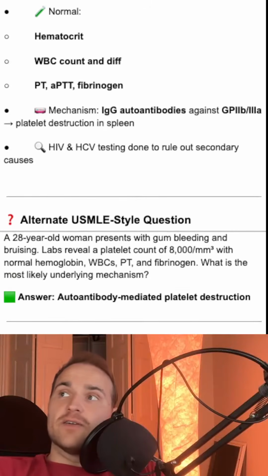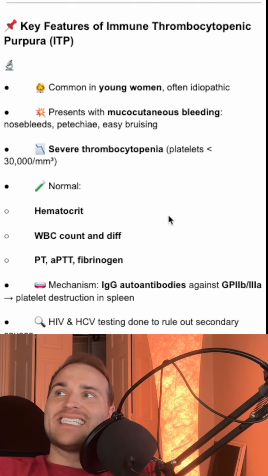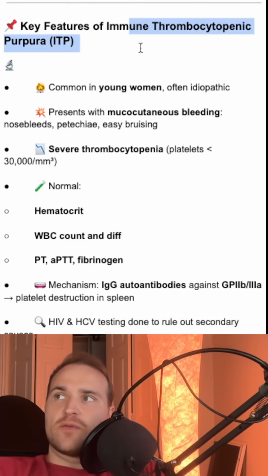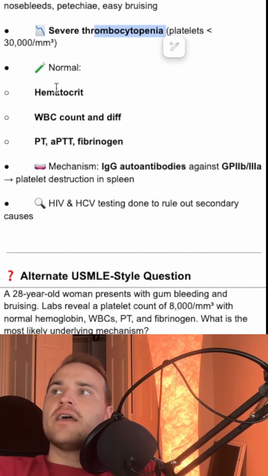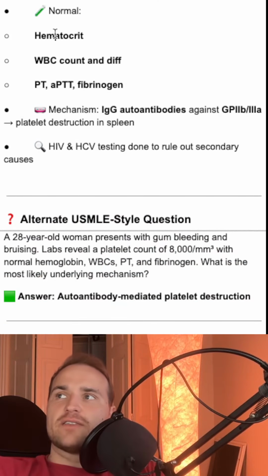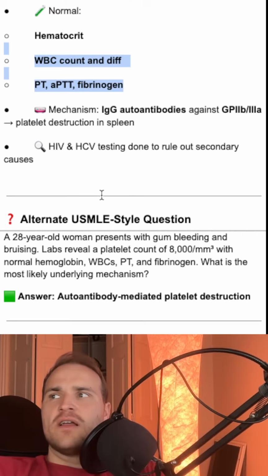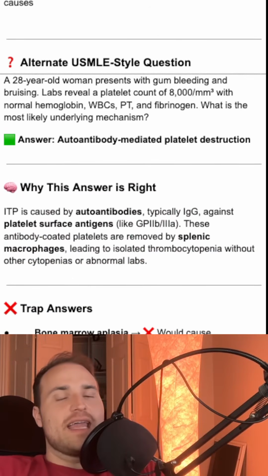Okay, this is a very high yield and important concept. ITP, immune thrombocytopenic purpura. So we have a young woman and she's got some mucocutaneous bleeding. She's got severe thrombocytopenia, less than 30,000 platelets. She's got a hematocrit that's normal and everything is kind of normal. And so you ask yourself, okay, what is happening? And the answer is immune destruction of the platelets.